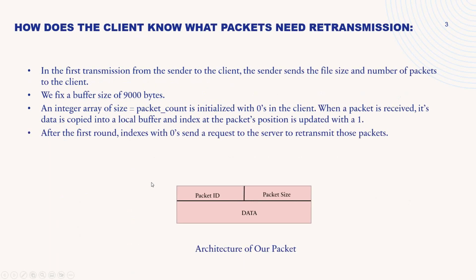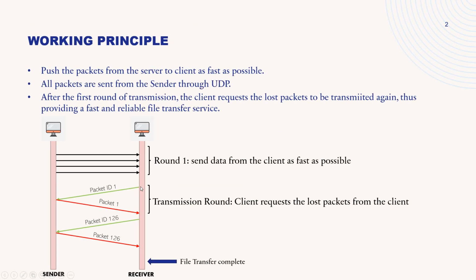Now the client is going to tell the sender, send me packet one, and the sender is going to send packet one. And for example, the client is going to tell the sender, send packet 126, and the sender is going to send packet 126. When all of this is done, our whole file transfer will be complete. So we've seen that in round two, the client tells the sender to send data. But let's see how the client knows this. How does the client know it has missed packet 126? How does the client know it has missed packet one? Let's see in the next slide.